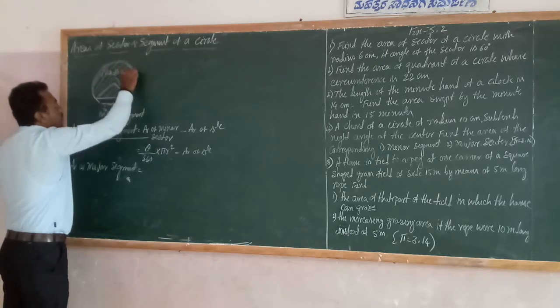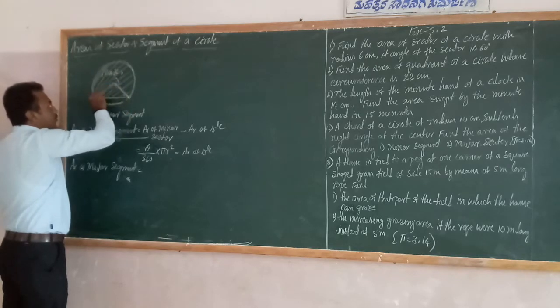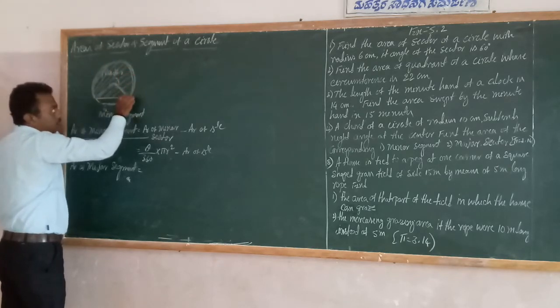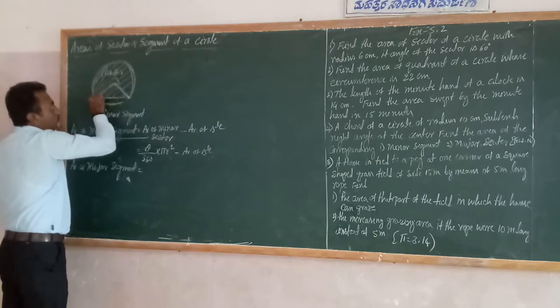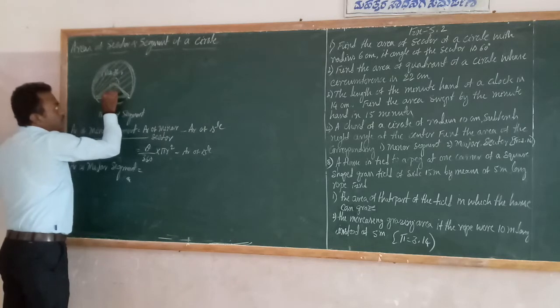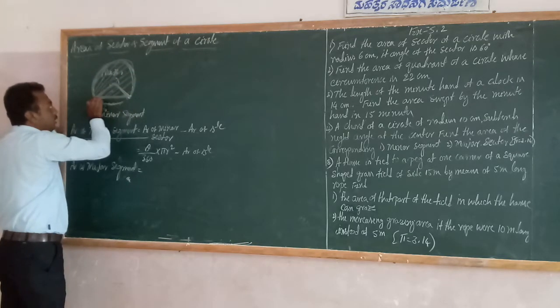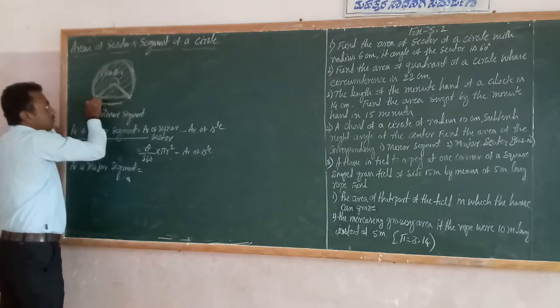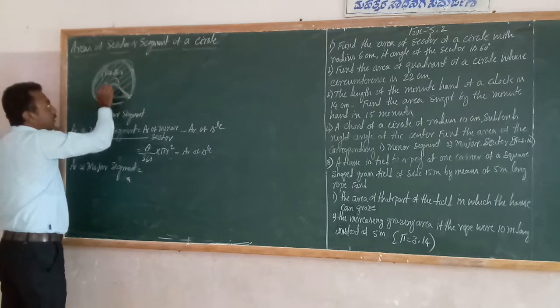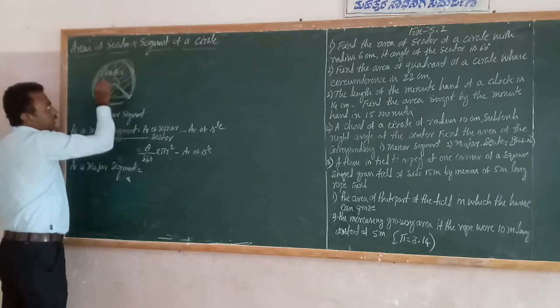So what is this? This area is the total area, the major sector, plus this, which is the area of the triangle. Major sector area and area of triangle. What is this? Area of triangle. So I want the area of the major segment. Is it right? If you add the area of the major sector and the area of the triangle, you get the area of the major segment.